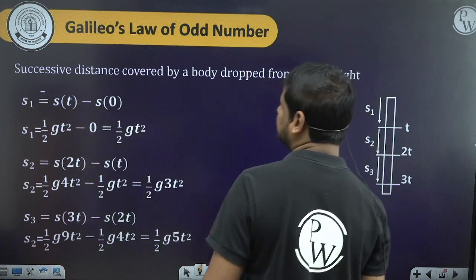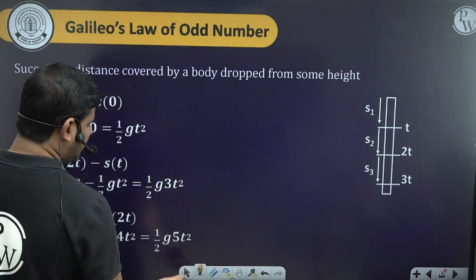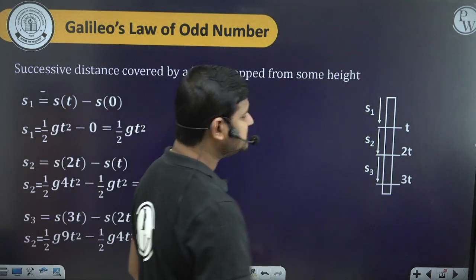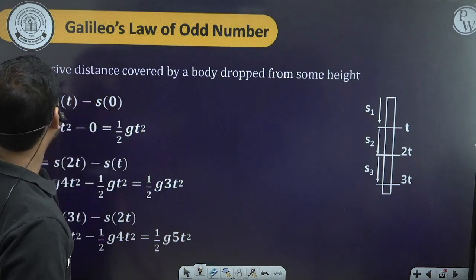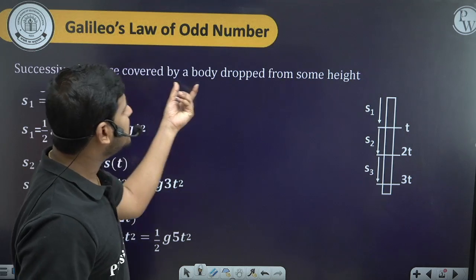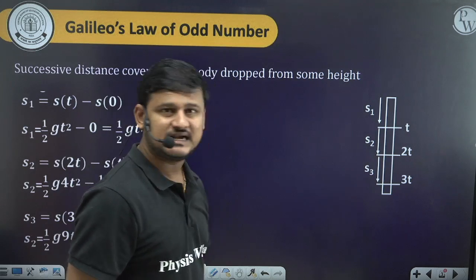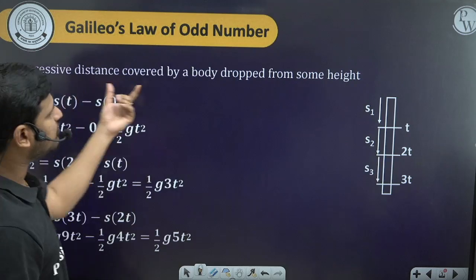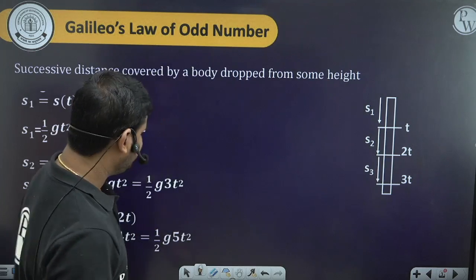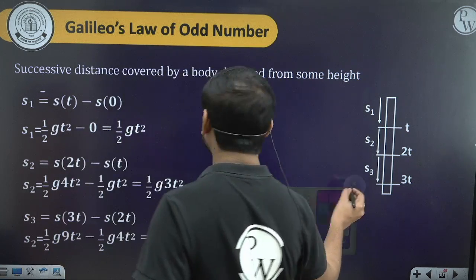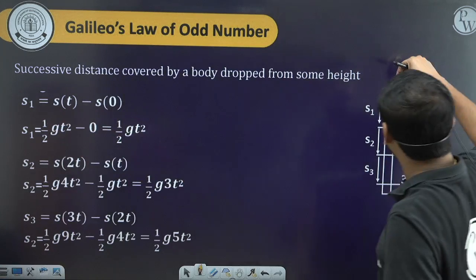So let's start with Galileo's law of odd numbers. This law says that the successive distances covered by a body dropped from some height will be in a ratio. See here, the distance covered in the first second. Let's suppose a body is dropped.